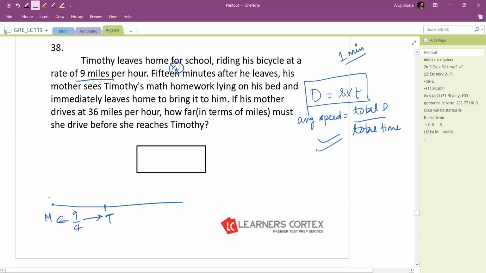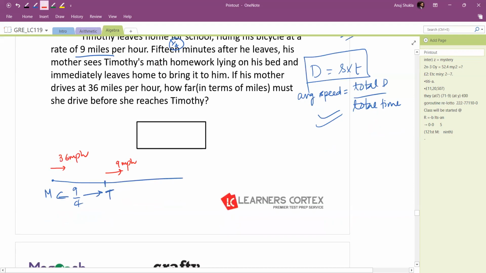Now, at this moment only, her mom finds out that he has forgotten some notebook. He is moving with the speed of 9 miles per hour, and her mom starts moving at the speed of 36 miles per hour. Now, mom starts from home, and because her speed is more, she will be able to overtake Timothy, and she will meet him on the way. Where will she meet him? Suppose here they both are going to meet. If they both are going to meet, means time will be the same.